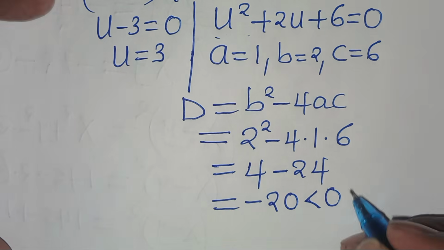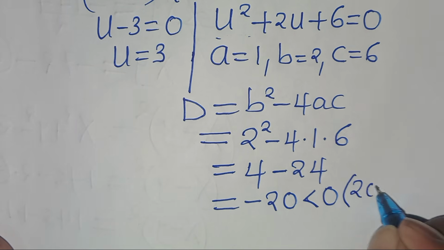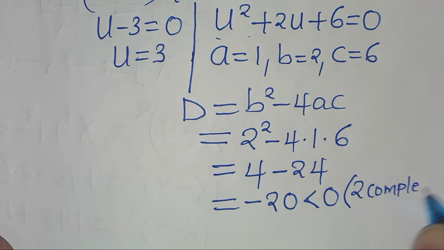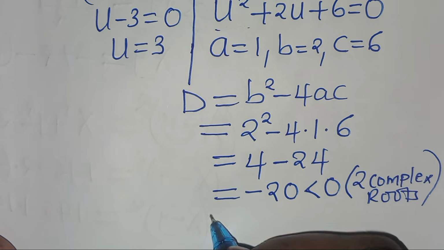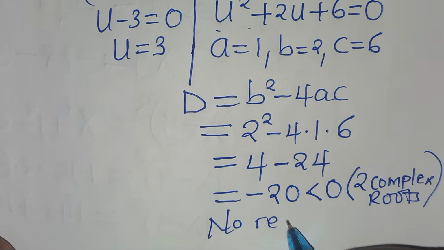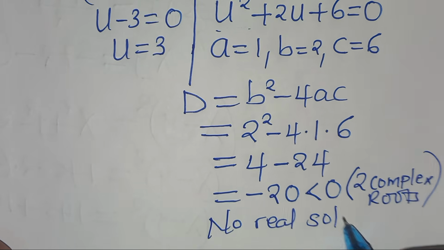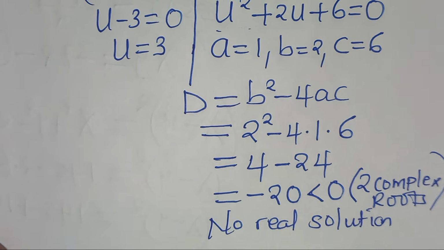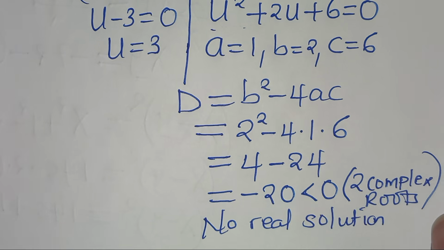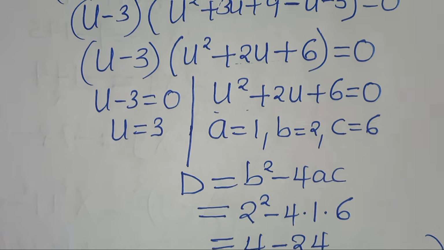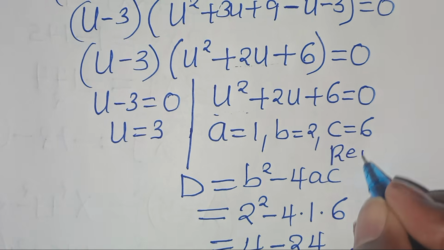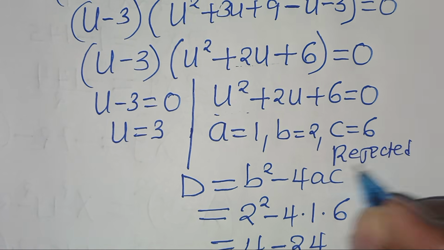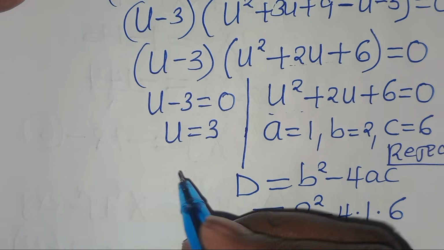So what this means is that we have two complex roots. And what this means is there is no real solution that can be obtained from this quadratic equation. Therefore, the quadratic equation here is rejected. Now, let's focus on u, which is equal to 3.